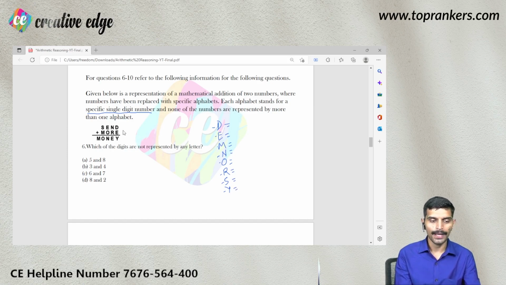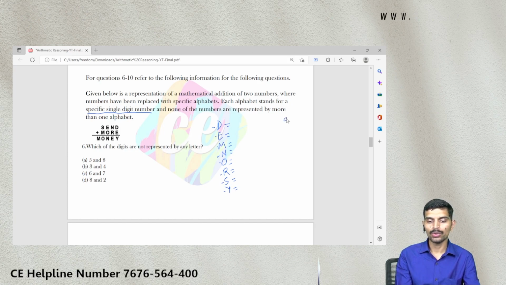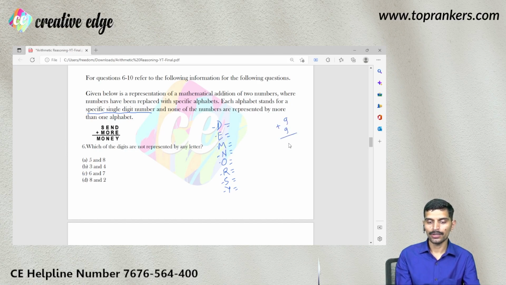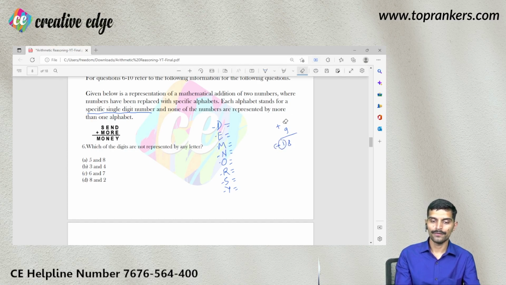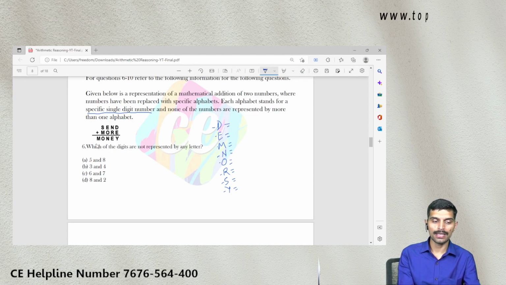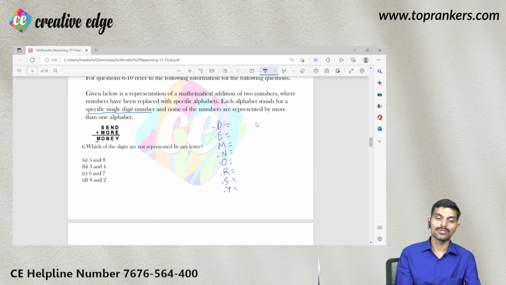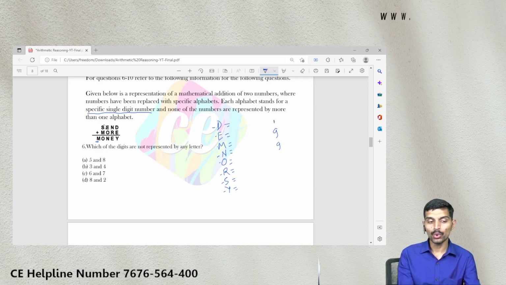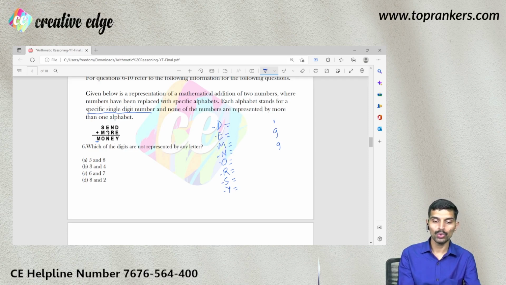From here, I can see that S plus M gives us O and one carry, that is M. Whenever we add two numbers, we always get a carry of 1, right? From this insight, I can say this M has to be 1. So what if there was a carry from here? If there was a carry from here, that also can be 1 only. Can that carry be 2? Possibly.